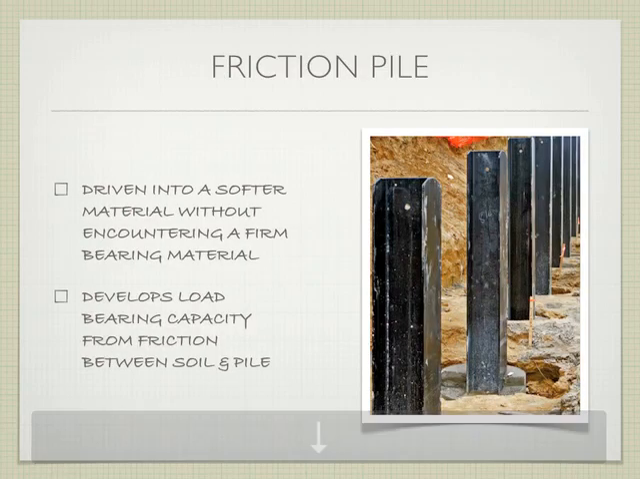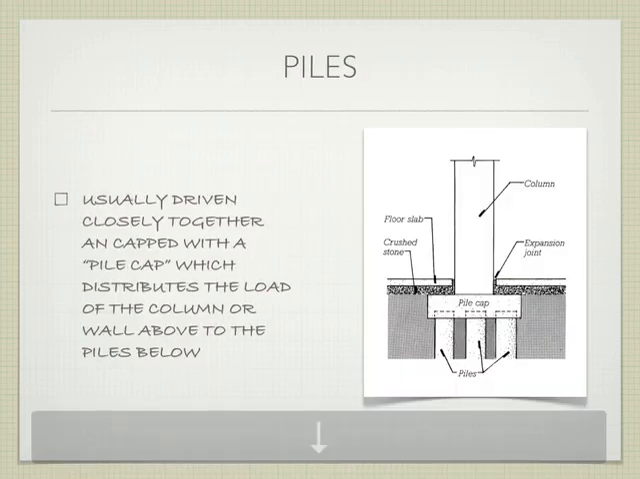Right? A friction pile, on the other hand, right, is driven into a softer material, might be clay, might be sand, right, without encountering a firm, solid resting place, right? But the length of the side of that provides enough friction against the soil such that it can bear the weight that it needs to bear, right? So you don't have to drive it as far, which is a big advantage, right? This is obviously for lighter weight buildings, right? It develops that load-bearing capacity simply because of the friction of the side surface of the pile and the dirt, right, so to speak, the soil.